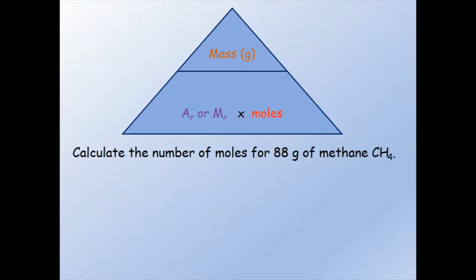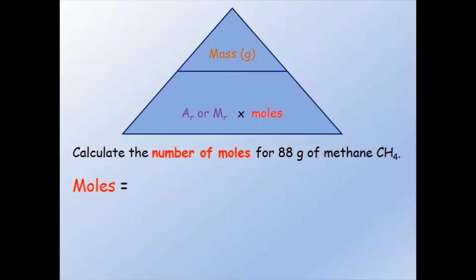Now we're going to look at a second example. Calculate the number of moles for 88 gram of methane, CH4. So now what we have to calculate is the number of moles. So we start by writing moles equals, then we need to cover up the moles on the formula triangle, and that leaves us with mass divided by AR or MR. Methane is a molecule, so we need to use MR, so we get moles equals mass divided by MR, relative formula mass. The mass is given to us in the question. We have 88 grams, so we can plug this straight into our equation.